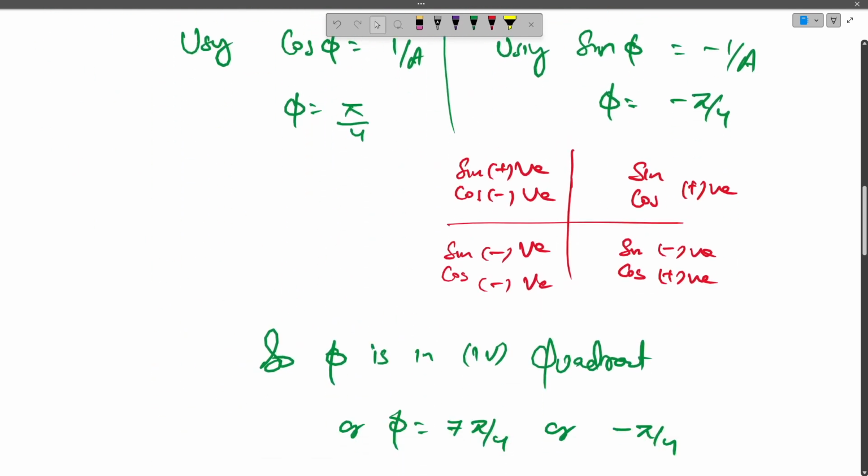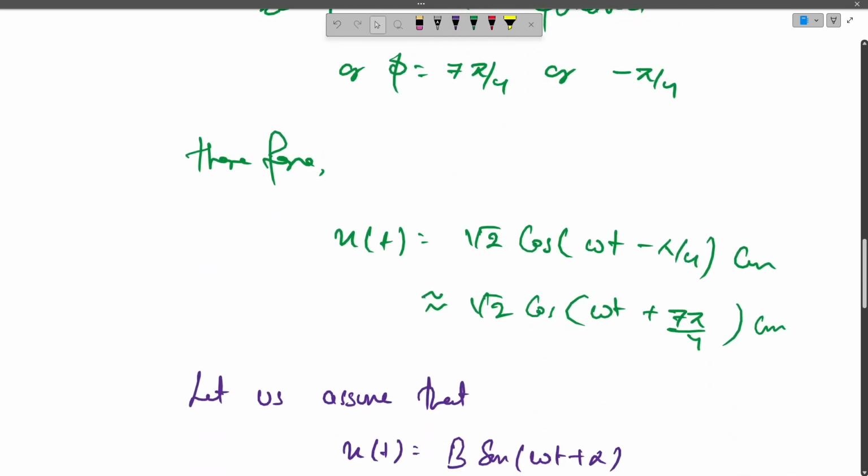Now we know from these quadrants that in the first quadrant sin and cos are positive, in the second quadrant sin is positive and cos is negative, in the third quadrant sin is negative and cos is also negative, and in the fourth quadrant sin is negative and cos is positive. So here cos is positive and sin is negative, so phi is in the fourth quadrant. Now we can either write phi equals minus pi by 4 or phi equals 7 pi by 4. So the equation in the cosine form comes out to be root 2 cos(omega t minus pi by 4) or root 2 cos(omega t plus 7 pi by 4).